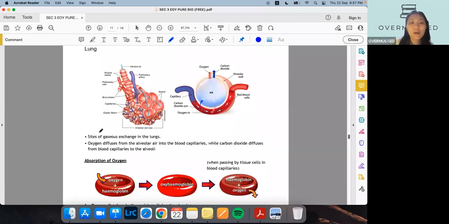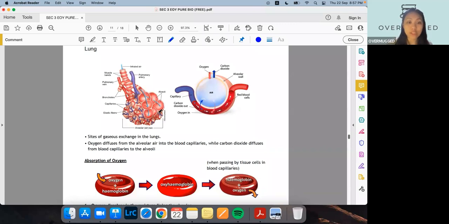Okay, so you can see here, this is the blood capillaries. You can see the blue and red, they are the blood capillaries here, covering the alveoli. That is the extensive network of blood capillaries that we're talking about. A lot of blood capillaries surrounding the alveoli makes sure that our exchange of gases is fast. So lung is the site of gaseous exchange, specifically the alveoli.